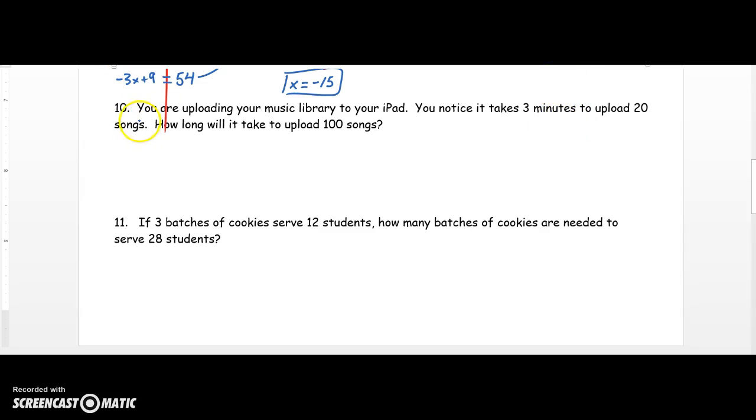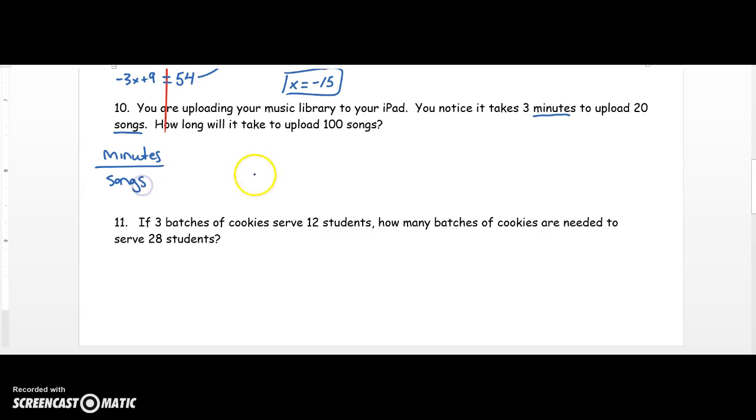So let's take a look at number 10. You're uploading your music library to your iPad. You notice it takes 3 minutes to upload 20 songs. How long will it take to upload 100 songs? So what are the two main items they're comparing? You have minutes to songs. So I'm going to go ahead and write that in words so we can see where we want to place numbers.